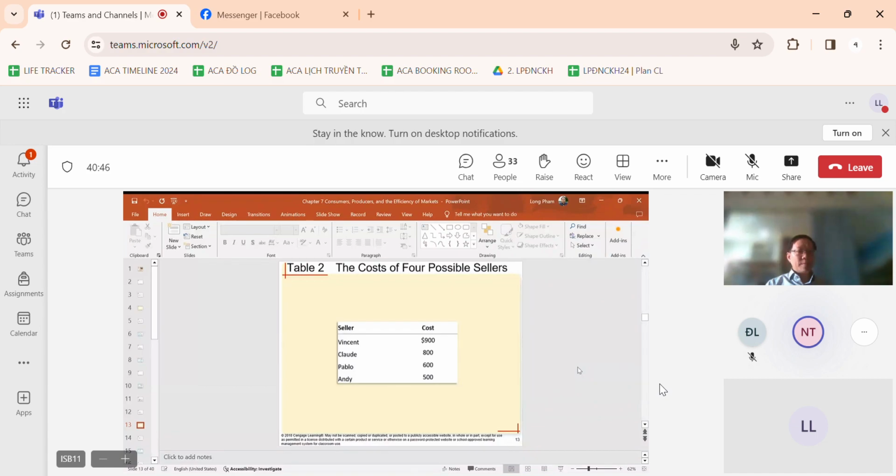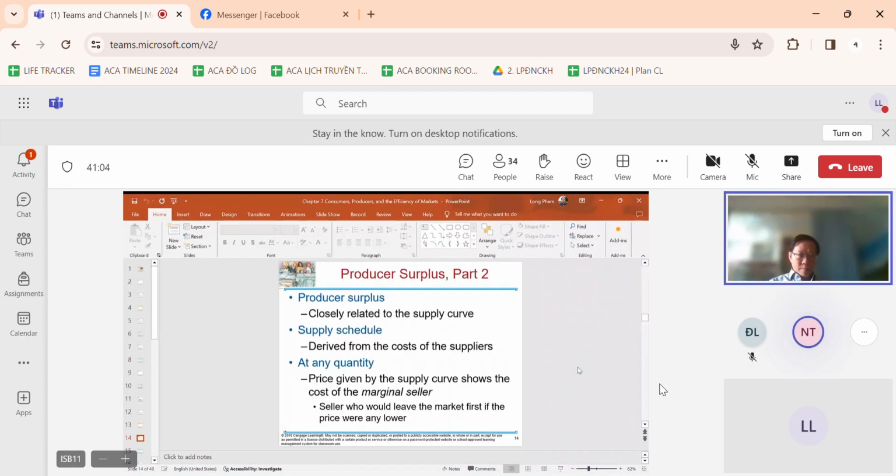In table 2, we have the costs of 4 possible sellers. You can see we have the costs for Vincent, Chloe, Paolo and Andy. Next slide, please.